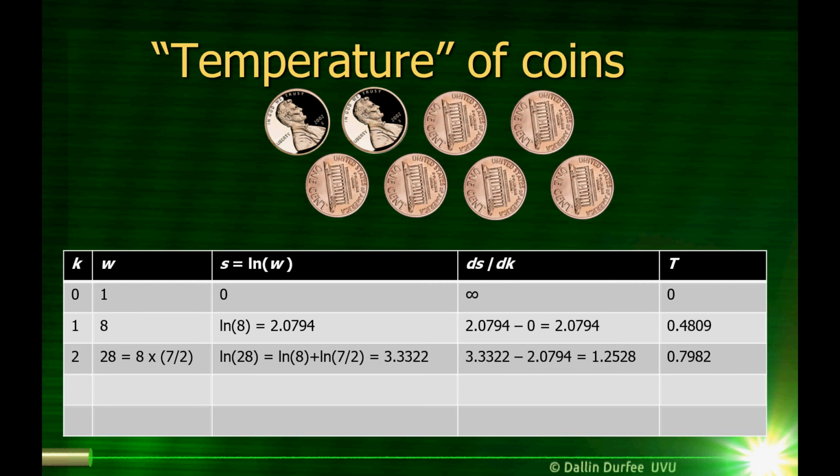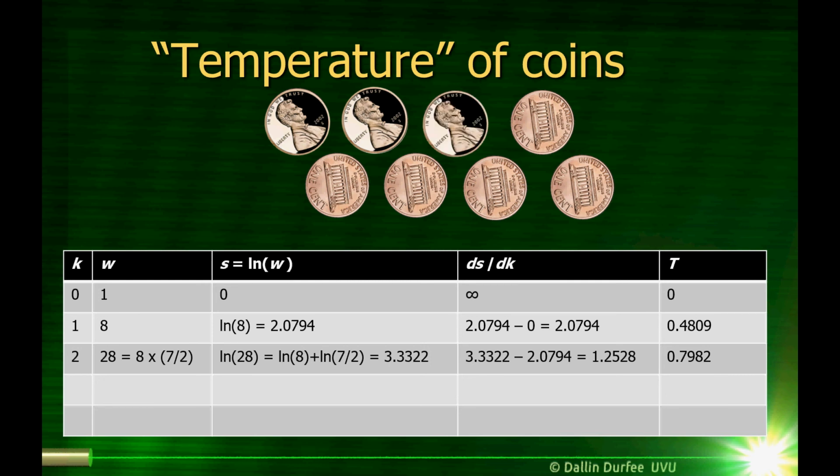When I went from 1 to 2, the number of microstates only went up by 7/2. So the change in entropy was smaller when I started at a higher temperature. So going from 0 temperature to 0.48 was a bigger change in entropy than going up the next step.